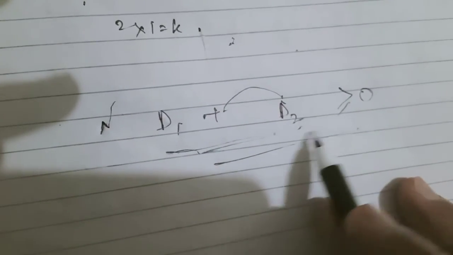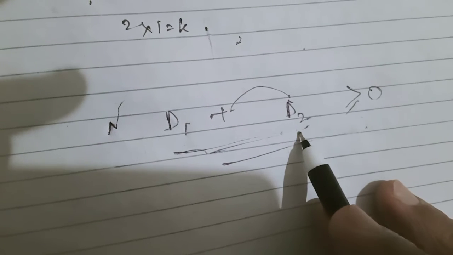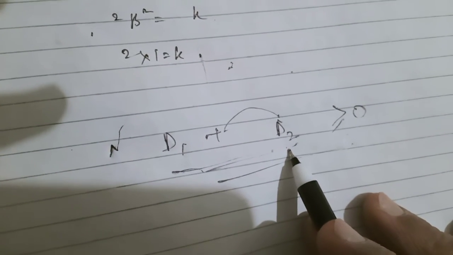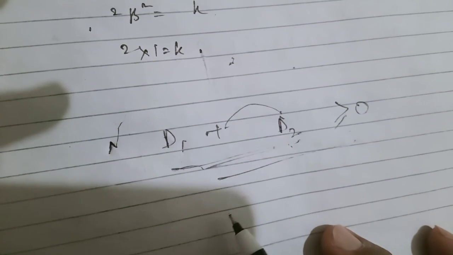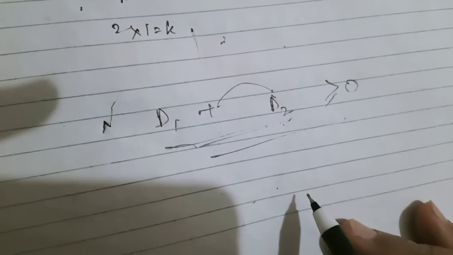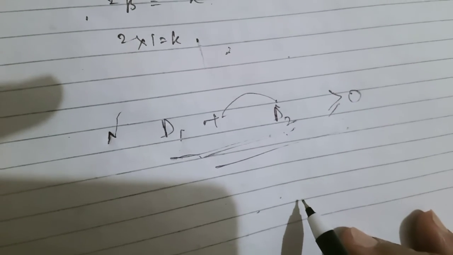If the reverse happens, if the sum of the discriminants of two different quadratic equations is less than 0, then what will happen? Then at least one of D1 and D2 must be less than 0. If D1 is less than 0, D2 must be greater than 0, and also the reverse happens.